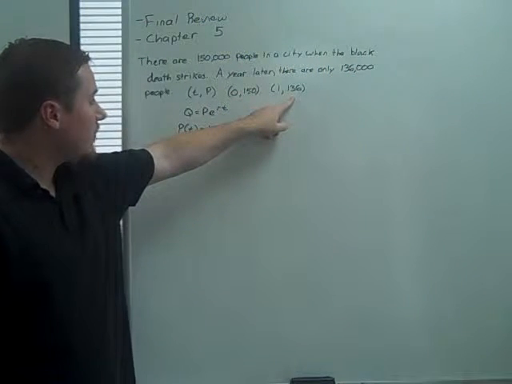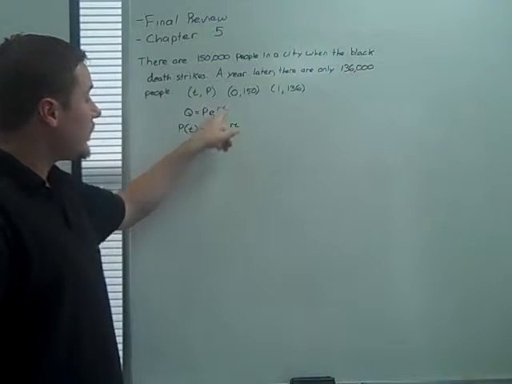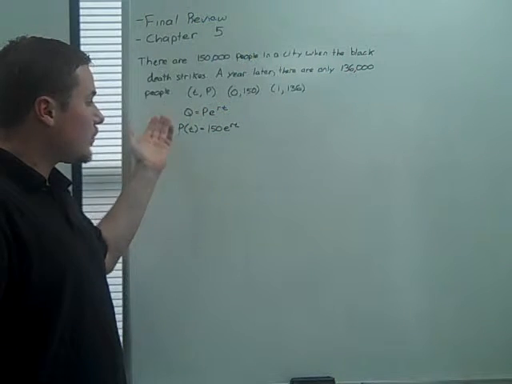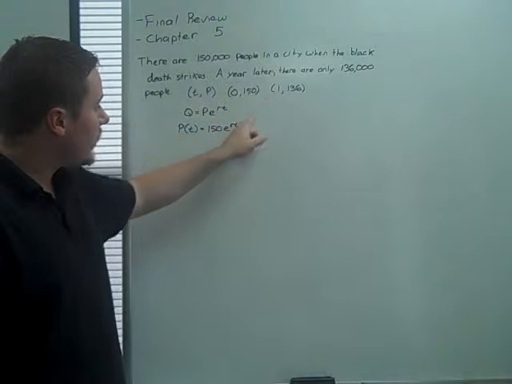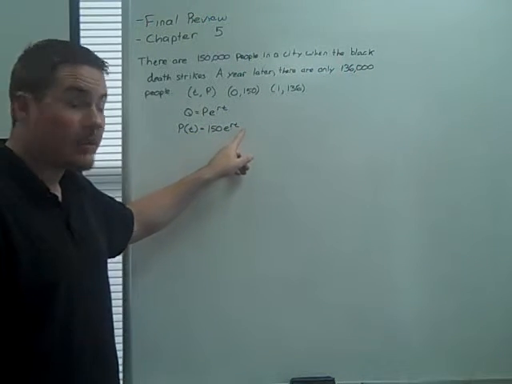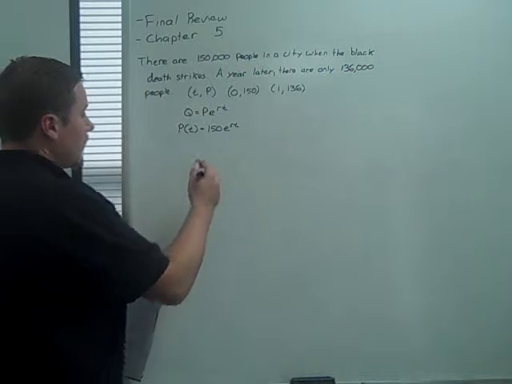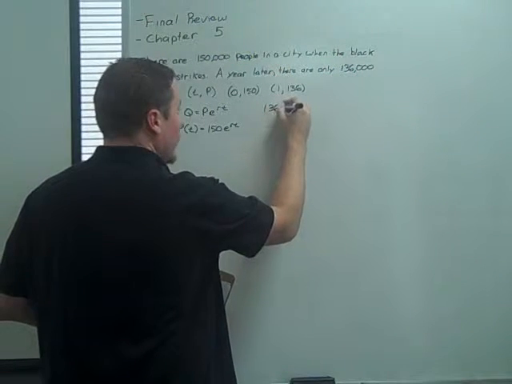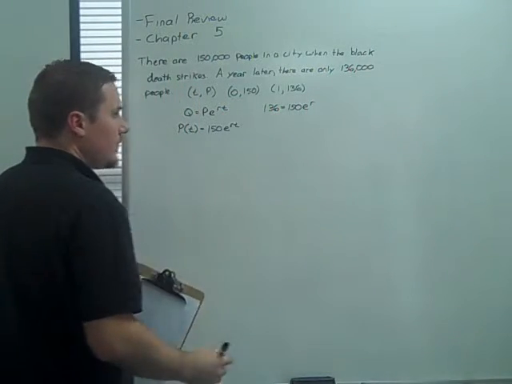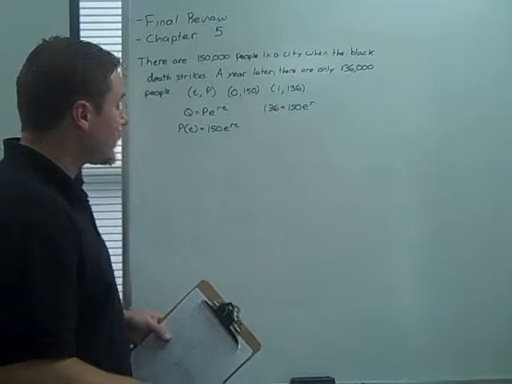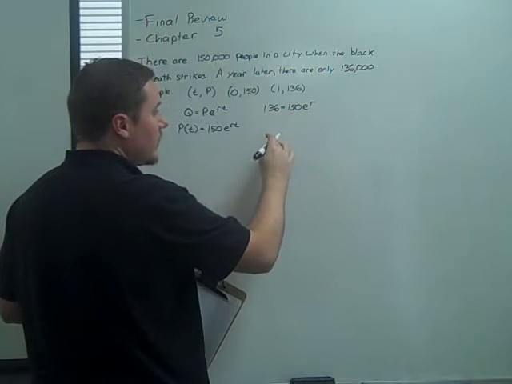Well, we have a data point that we haven't used. It may look like we didn't use this, but that's exactly how we found the 150. Plug in 0 to t, e to the 0 is 1, so p has to be 150. So what I'm going to do is plug in 1 for t, essentially making this e to the r. I'm going to plug in 136 for my population at that time. So 136 is equal to 150 e to the r. Like I said, t is 1, so those multiply out to r.